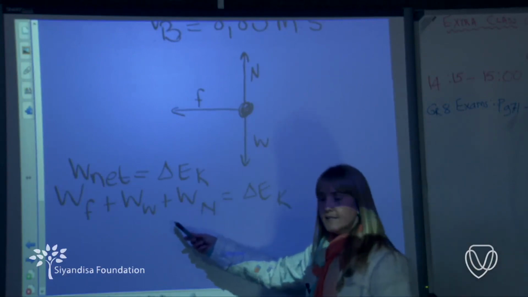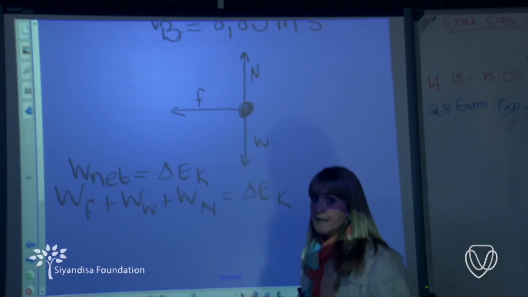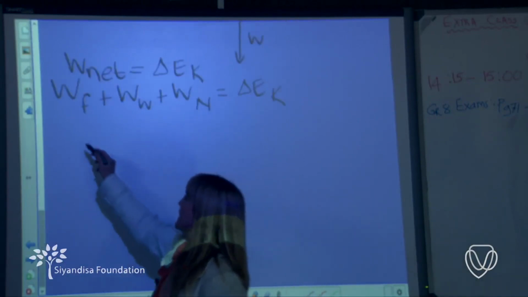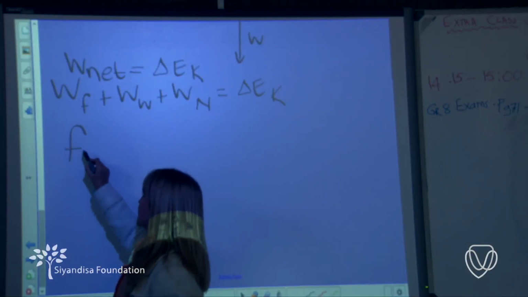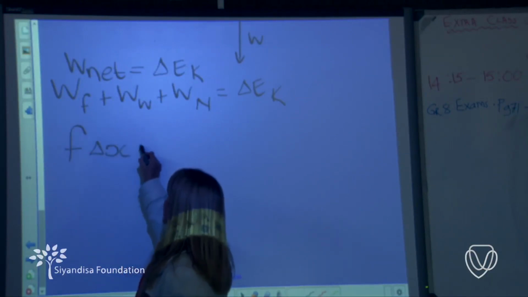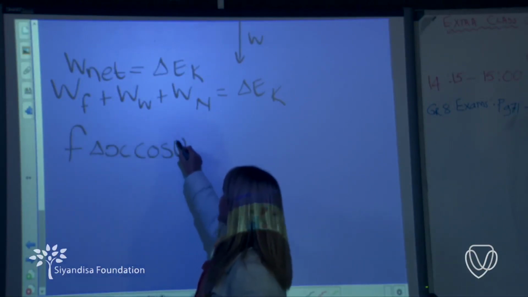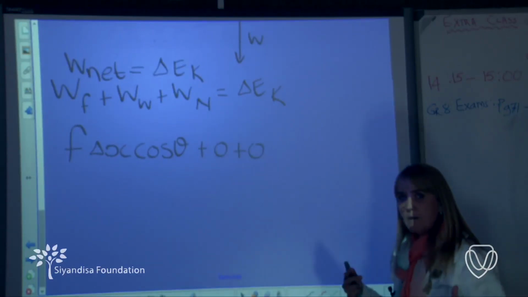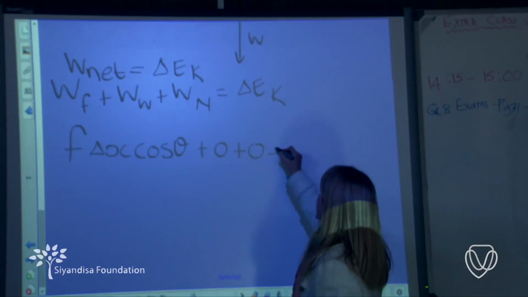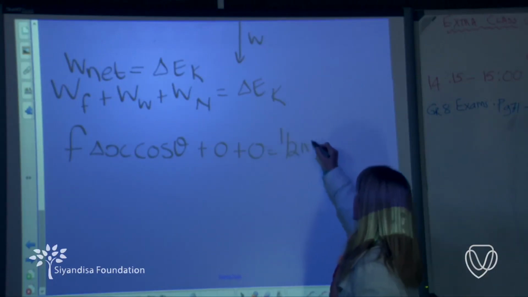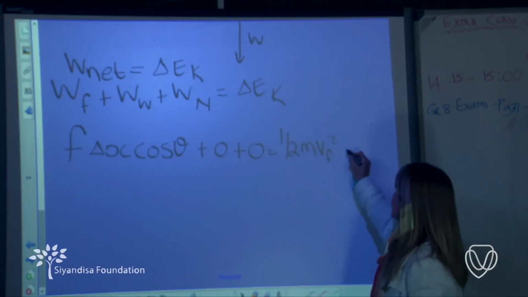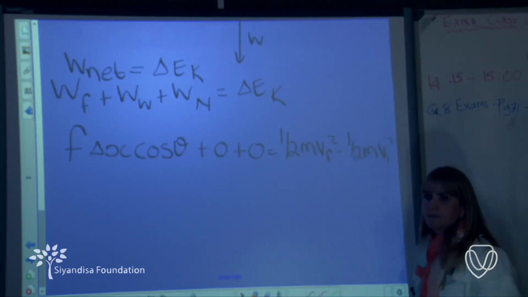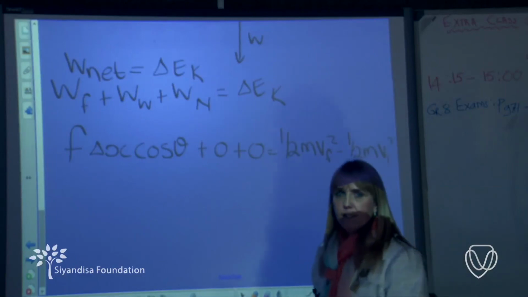But the work done by weight and the work done by the normal is going to be 0. The work done by friction will be equal to the frictional force times delta x times cos of theta, plus 0 plus 0. And now I can expand my kinetic energy. It's going to be a half mvf squared minus a half mvi squared. Right, and now we can substitute in.